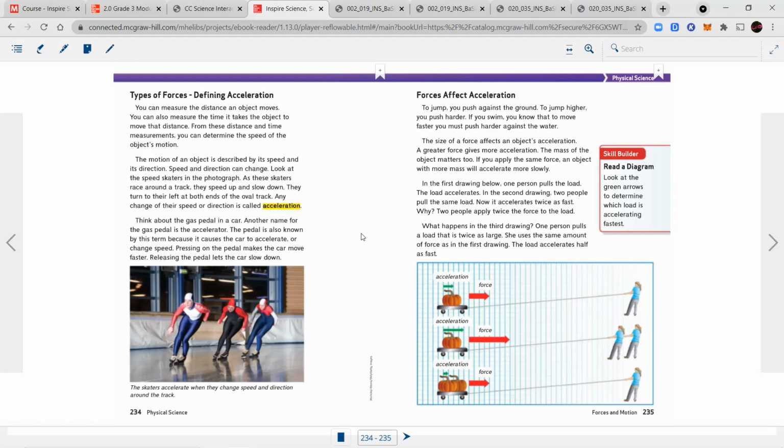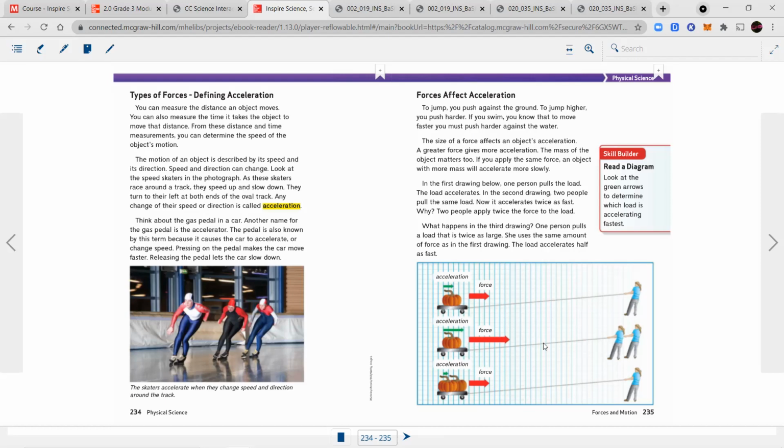So let's take a minute to really take a look at this picture and these diagrams. When you have one person pulling on one load, this is a giant pumpkin, they can make it move because the force that they're applying, that pull, is making it move because that force is greater than the friction underneath. It's greater than the force of gravity on it.